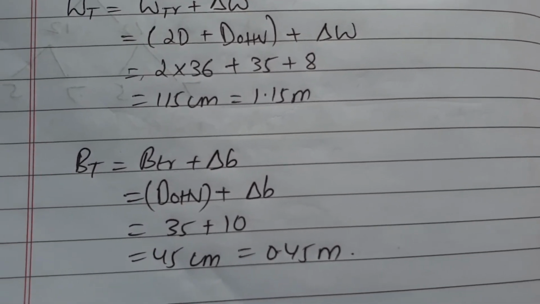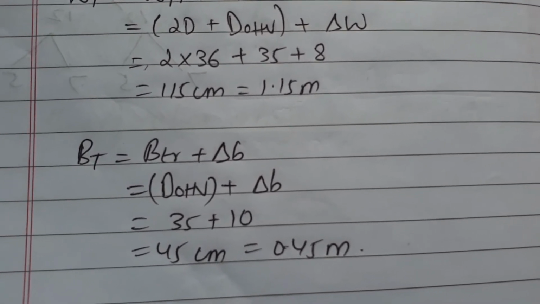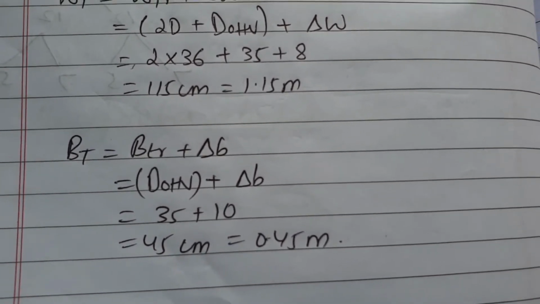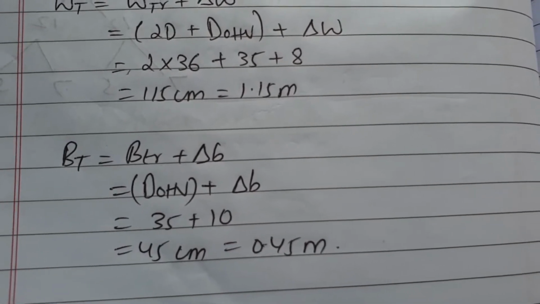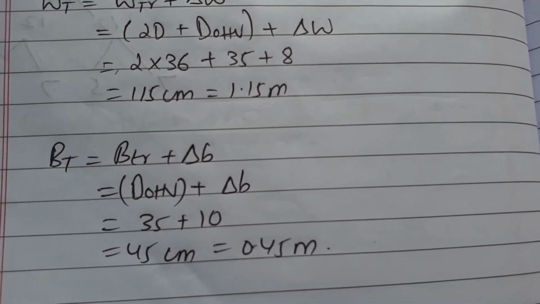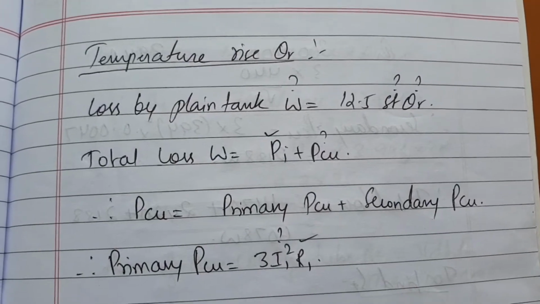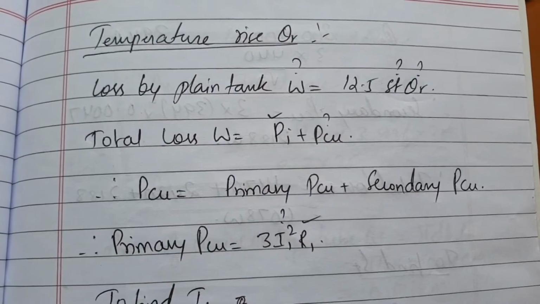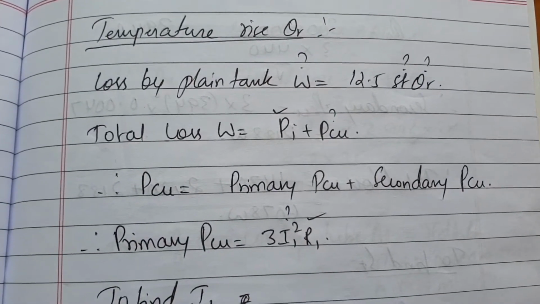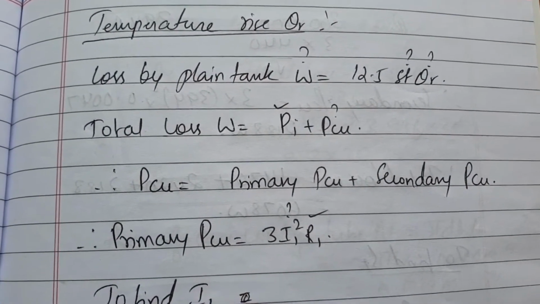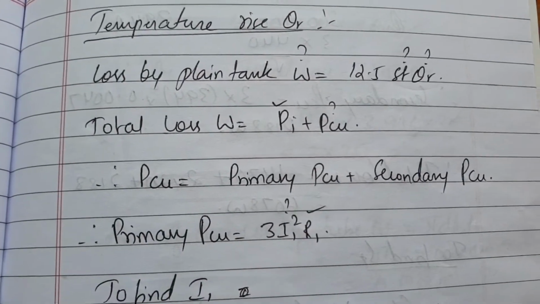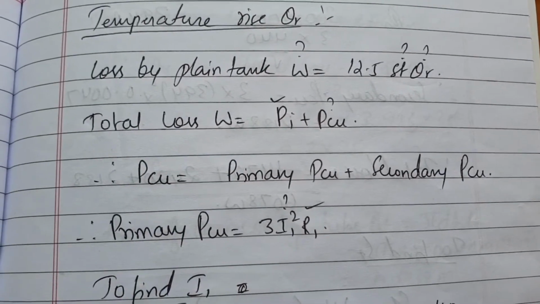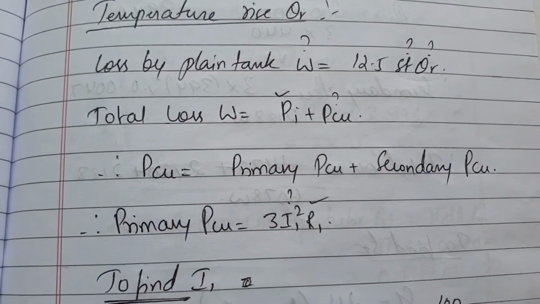Similarly, the breadth of transformer tank is BTR plus delta B. BTR is not given, but BTR is equal to DOHV. Therefore, BT is equal to 45 centimeter or 0.45 meter. Next step, we are supposed to calculate the temperature rise theta R. We know that the total loss by a plain tank W is equal to 12.5 St theta R. In this one, we don't know the total loss W, St, or theta R also. First, let us calculate the total loss.